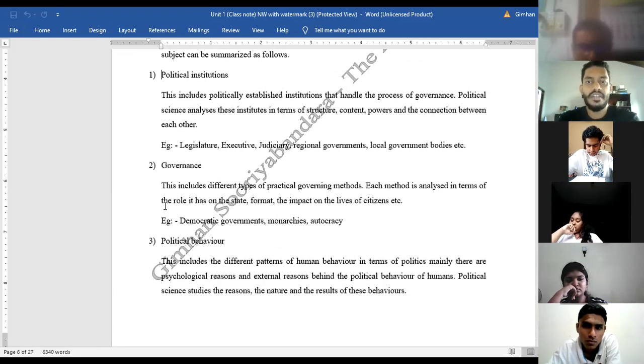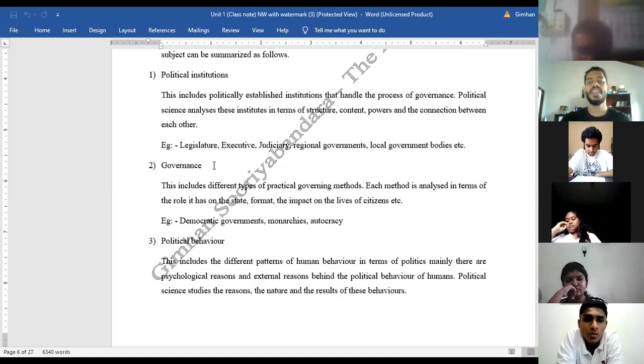So when it comes to governance, you need certain institutions, and these are the institutions we are going to discuss: legislature, executive, judiciary, regional governments, local government bodies. That's one of the main things you study. So you study about a president, that's an executive. You study about a parliament, that's a legislature. Judiciary, regional governments, all these are institutions we are supposed to study. Then, of course, when it comes to governance, this includes different types of practical governing methods. Each method is analyzed in terms of power and the role it has on the state format, the impact on the lives of citizens, etc.